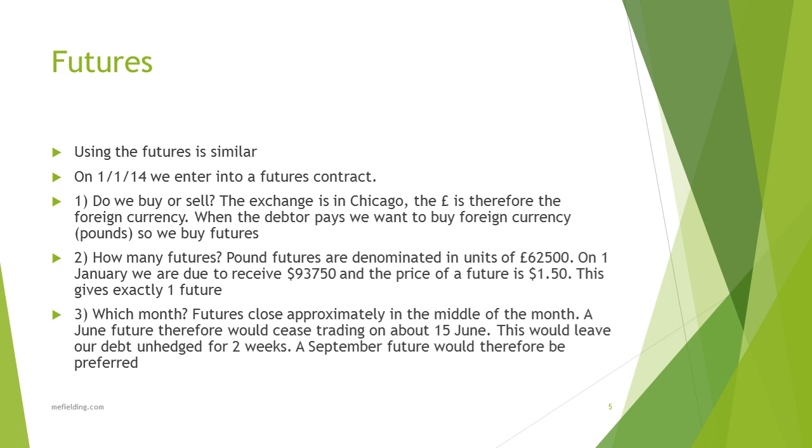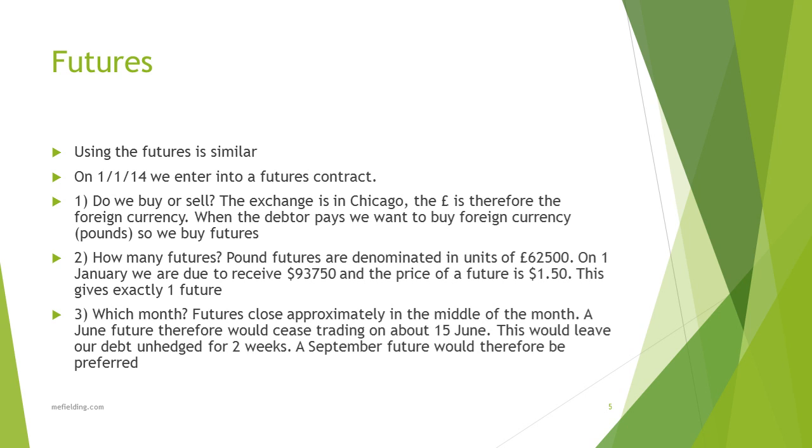Right, the second question is how many? It tells us that pound futures are denominated in units of 62,500, and on the 1st of January we are due to receive 93,750, and the price of the future. Remember here that you're looking at 2 things. You're not looking at the spot rate, you're looking at the future price. And you're looking at the future price on the 1st of January. So the future price on the 1st of January is $1.50. You're doing that because that's the number that you're hedging to. If you get this completely correct, you will actually hedge back to an exchange rate of 1.50. Right, this gives us exactly one future.